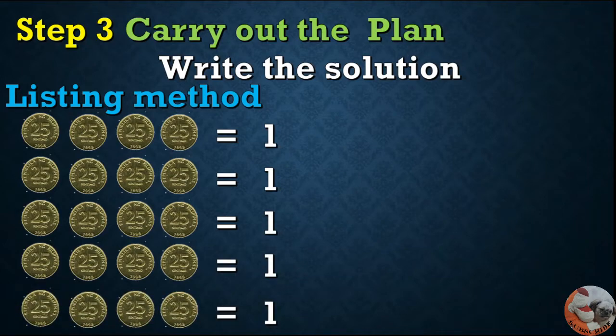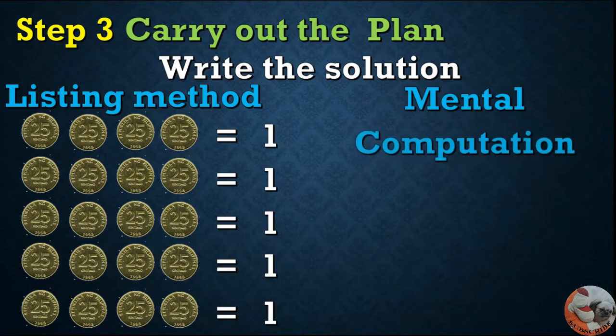The next thing that you will do is to count the number of 25-centavo coins. So we have 1, 2, 3, 4, 5, 6, 7, 8, 9, 10, 11, 12, 13, 14, 15, 16, 17, 18, 19, 20. So there will be 20 pieces of 25-centavo coins in 5 pesos.